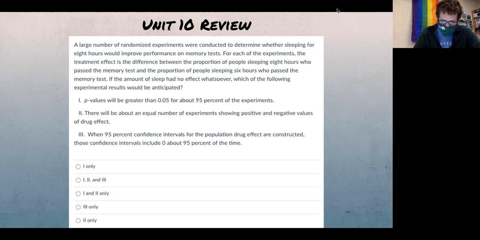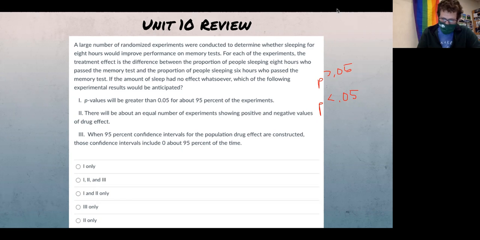So if the amount of sleep had no effect whatsoever, which of the following experimental results would be anticipated? So they're going to subtract one result from the other. So we are looking at a difference of proportions. So the p-value is significant if it's less than 0.05. But if it's greater than 0.05, we fail to reject it.